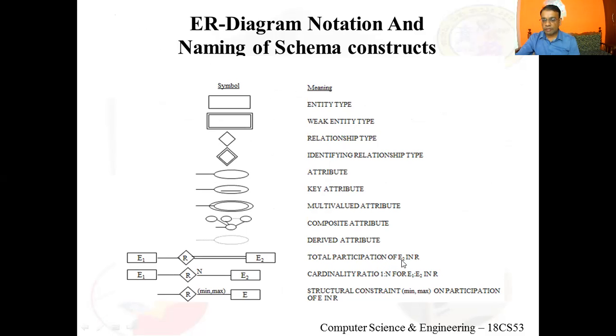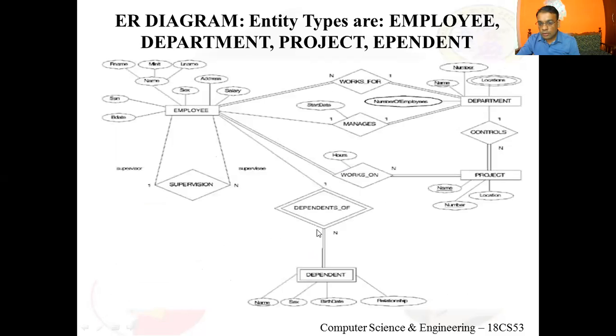Next, total participation of E2 in R is represented with a double line. See here, dependent is having total participation with dependents of, and also project double line, employee double line. That means all the employees work for some project. All the projects will have some employees. See here, manages, this side it is partial for employee, only a few employees manage a department, not all the employees. That's why it is a partial single line. All the departments will have managers. That's why it is total participation.